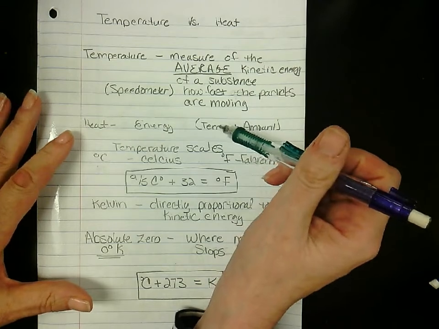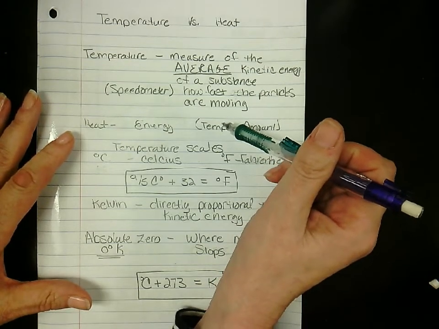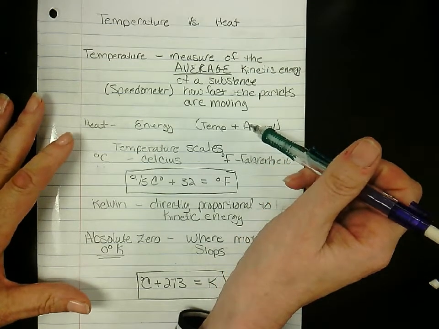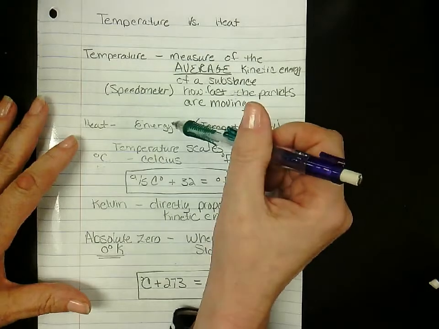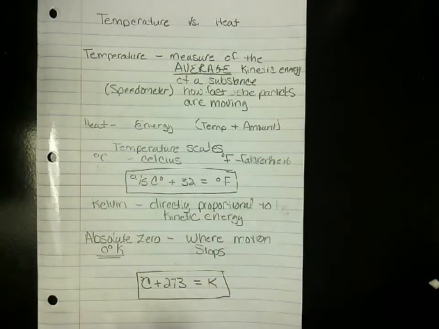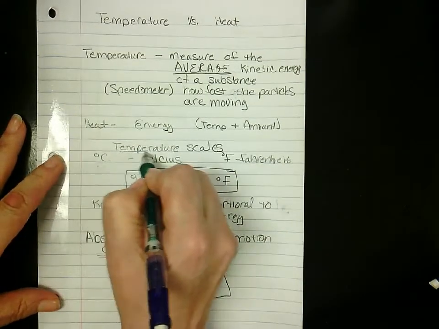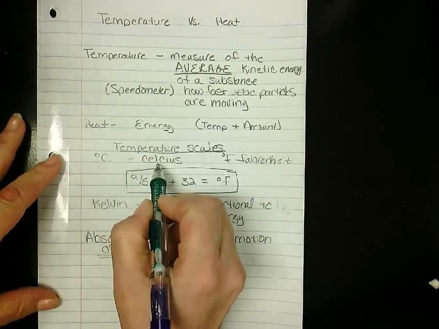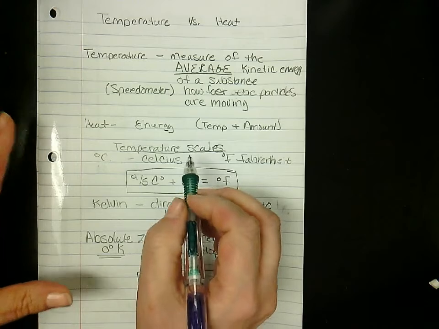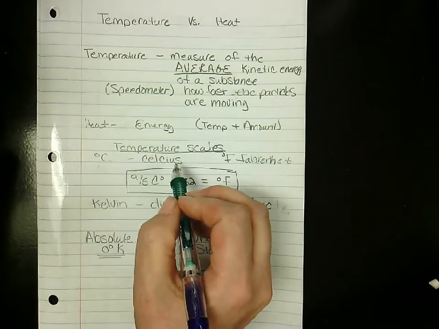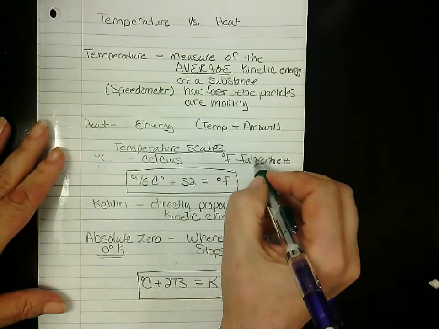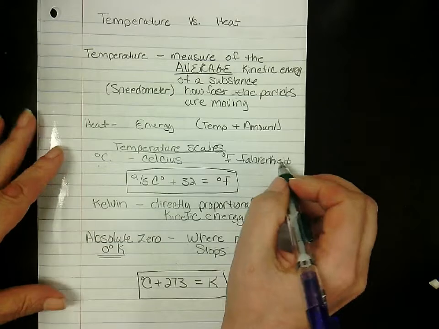Heat, on the other hand, does have to do with the speed of those molecules plus the amount. So it's a form of energy that has to do with temperature and amount, and you watched a video that explained that very well. We have two temperature scales that you're probably familiar with. Degrees Celsius, which is the metric system. So in Europe, they measure their temperatures in Celsius. Here, degrees Fahrenheit, that's what we do.